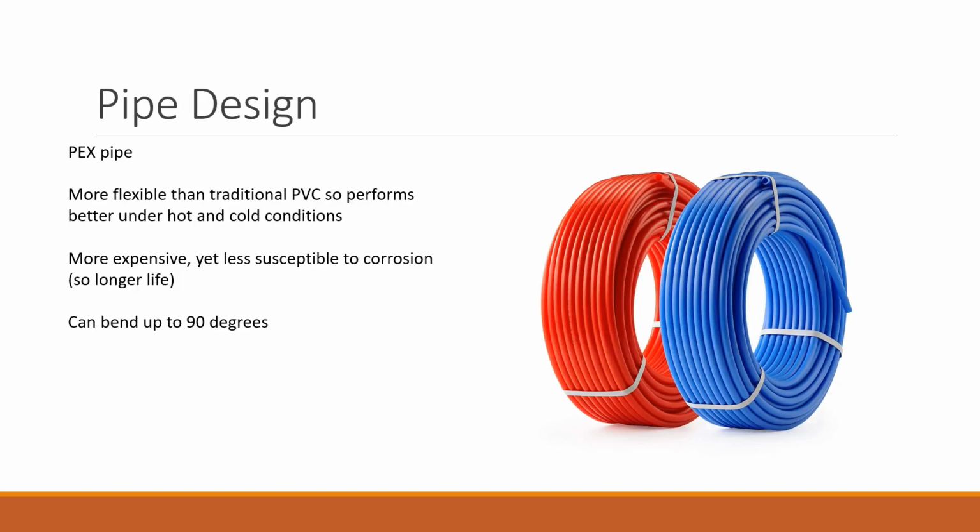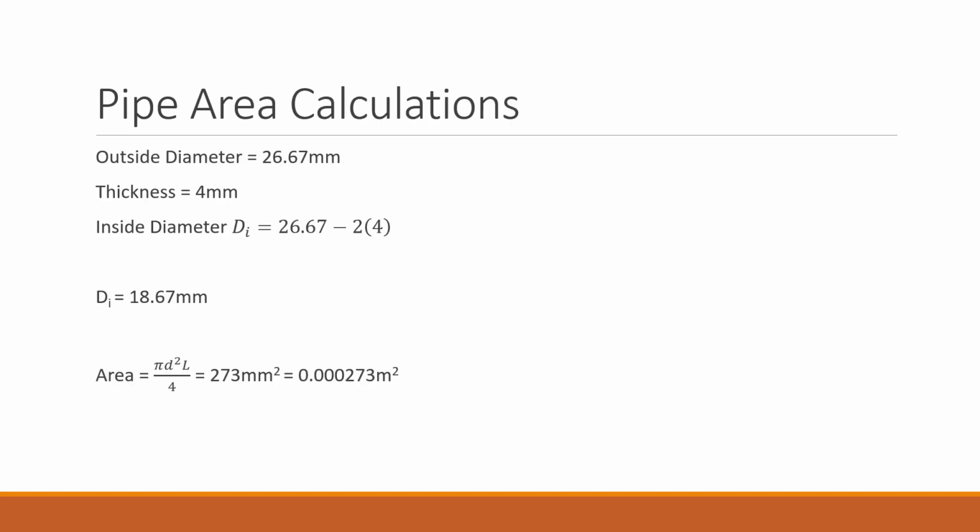Just going through some other elements of the pipe design, the PEX pipe was the material that was chosen. It's more flexible than the traditional PVC pipe, so it performs a bit better under hot and cold conditions. The PEX pipe is a multi-layer pipe that can bend up to 90 degrees. It's more expensive, but it's less susceptible to corrosion, so it would last longer. PEX and PVC are both really flexible, which means they would perform under hotter and colder conditions than traditional metal piping. Now we're going to calculate the area of the pipe.